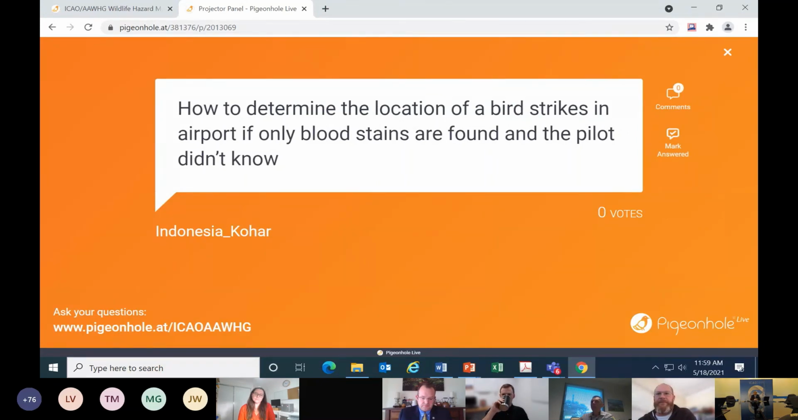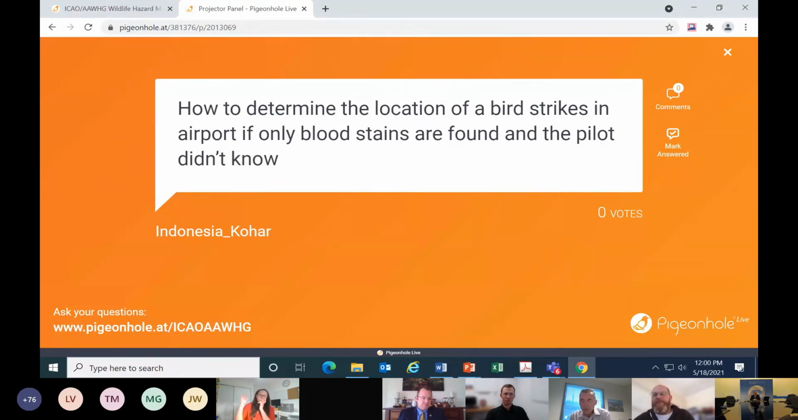How to determine the location of a bird strike in an airport if only blood stains are found and the pilot didn't know? Question from Indonesia. Punya, I'll answer the question. Thank you, Kuda. Yes, very difficult. You can't, because unless someone has actually observed where the strike may have occurred, it's really difficult to determine the location. So for us, yeah, it'd be great to know the location, but ultimately it is very difficult.